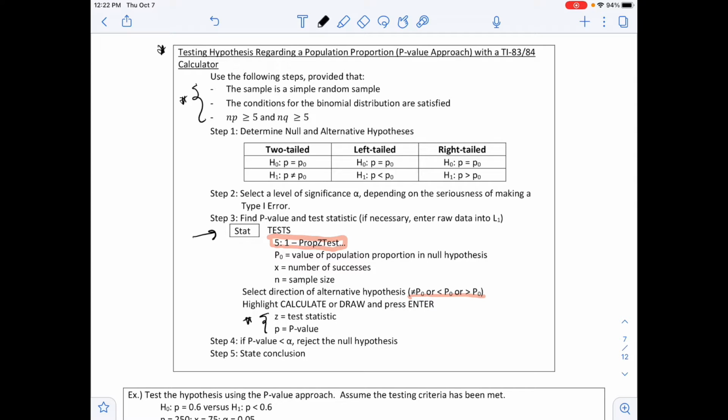A lot of times different questions will ask for a test statistic, so make sure to state that. And then p, or the p-value, is what we need in order to use the p-value approach to test the hypothesis. If the p-value is less than alpha, we are going to reject our null hypothesis. And then our last step is to state a conclusion.